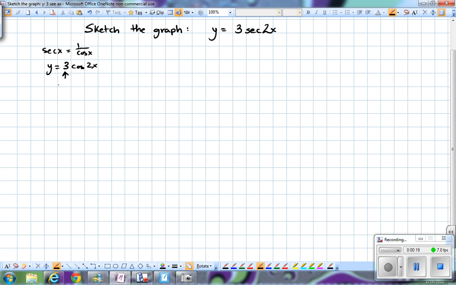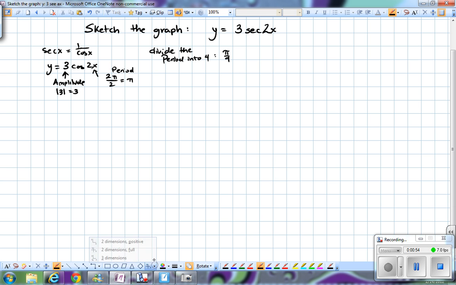If you recall, this is going to be my amplitude, the absolute value of that, which is 3. To determine the period, take the number in front of x and divide 2 pi by that number, which is going to be pi. Same thing, we want to divide the period into 4 equal markers, and just leave it as a reduced fraction.